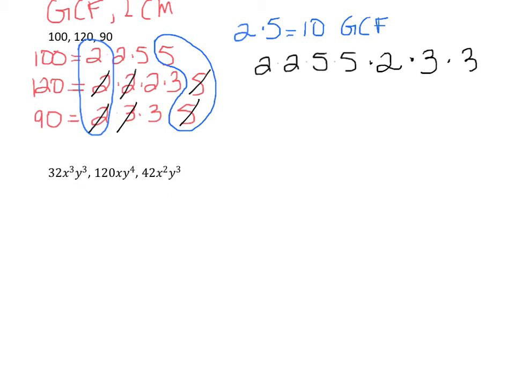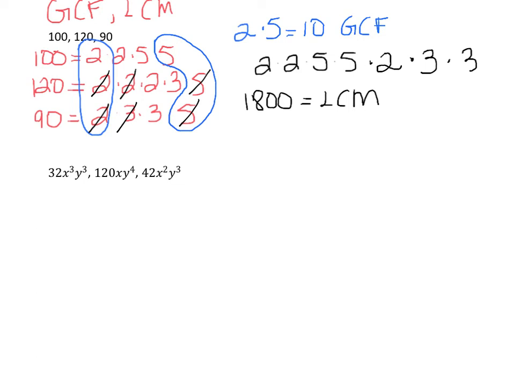So now, this is the prime factorization for the least common multiple, and this value is 1800. This is the smallest number that I can divide by 100. So I can do 1800 divided by 100, 1800 divided by 120, 1800 divided by 90. We can do the exact same thing even when there are variables.